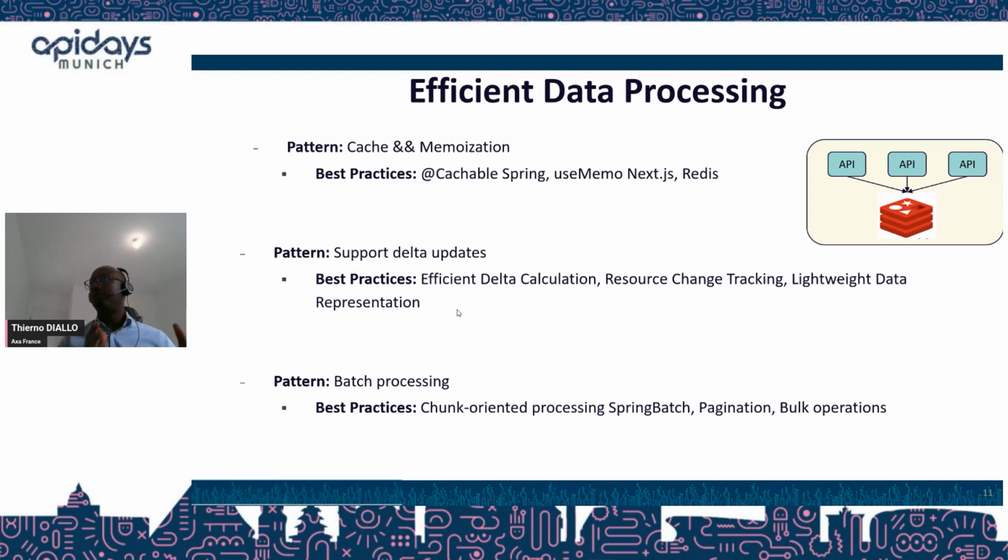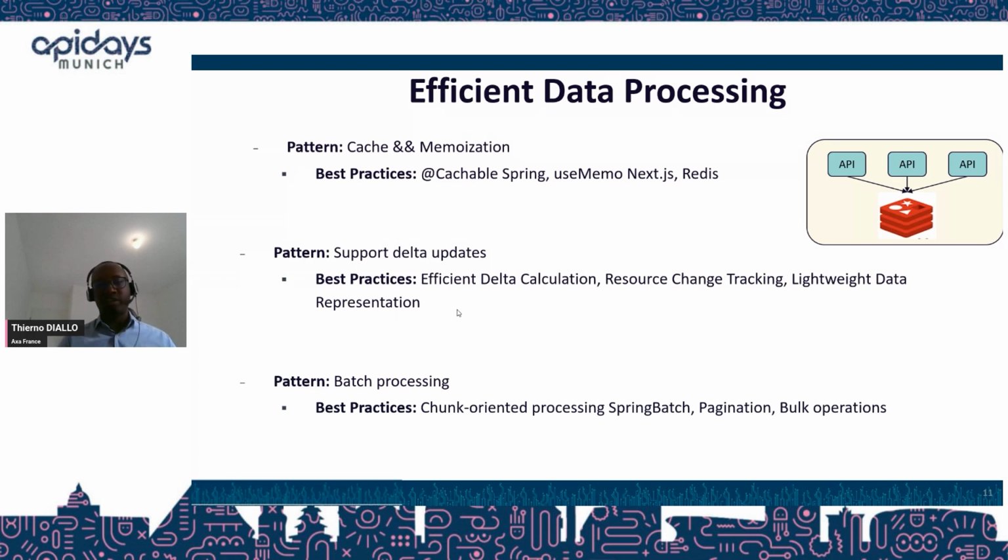And you have best practices in many languages and frameworks, like Spring with Cacheable, or Next.js with useMemo, or Redis caches. It's very helpful. And for me, a very important pattern for efficient data processing is to support delta updates.